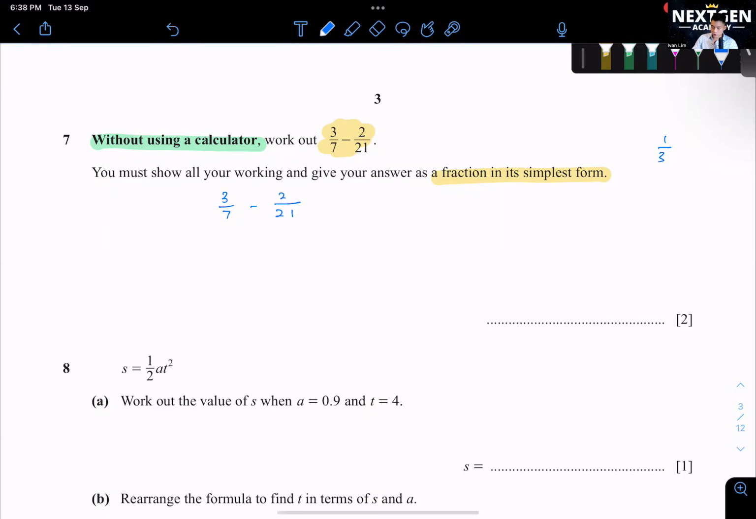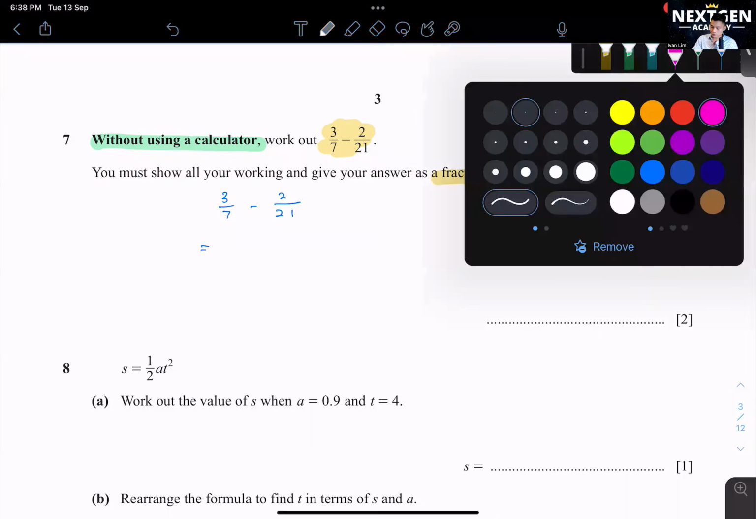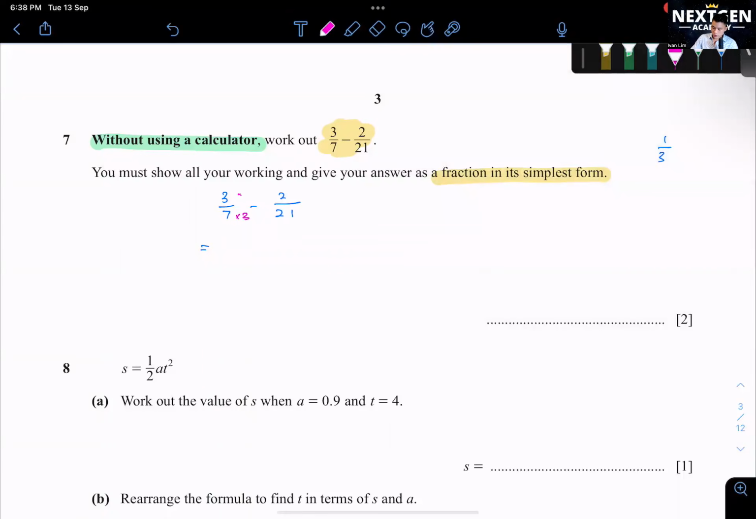So 3 over 7 minus 2 over 21. What we need to do, going back to our basics, is change to the same denominator first. So you need not multiply 21 and 7 on both sides. Just change both to your lowest common multiple, which is 21 over here. So this will be 9 over 21 minus 2 over 21. You will get 9 minus 2, 7 over 21. You simplify it. This will be 1, 3. Therefore, you will get 1 over 3.